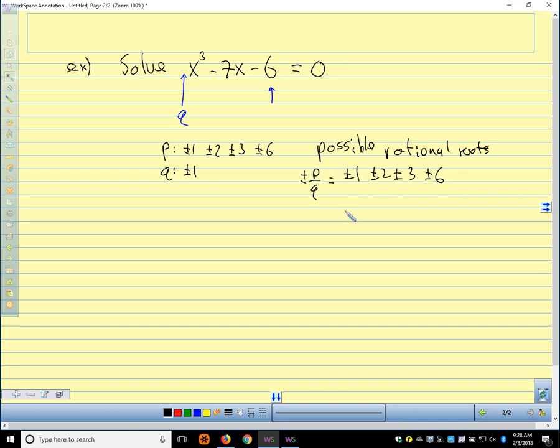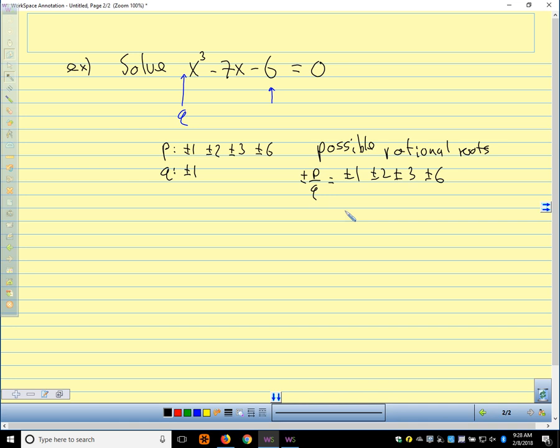Our denominator is 1. If q happened to be 2, then we would have plus or minus 1, plus or minus 2, plus or minus 3, plus or minus 6. We would also have, if we had a 2 here, plus or minus 1/2, plus or minus 2 halves, which is just 1, plus or minus 3 halves, and plus or minus 6 halves. So we'd have to have all those denominators as well. So it's nice when we don't have to worry about those denominators.